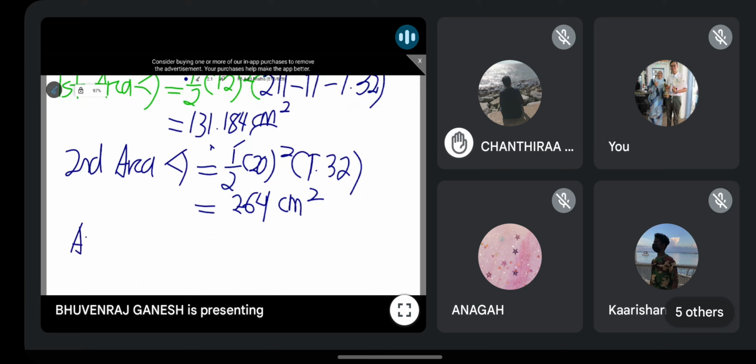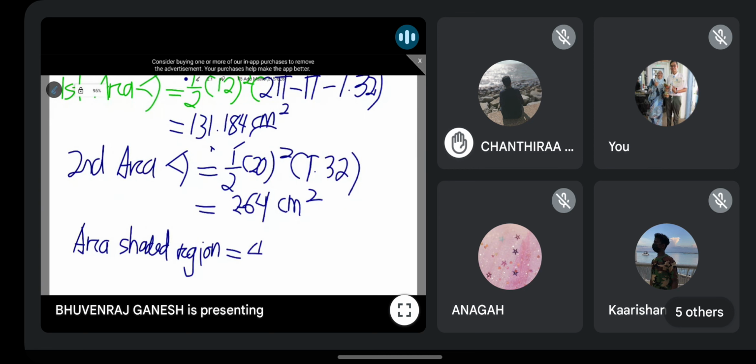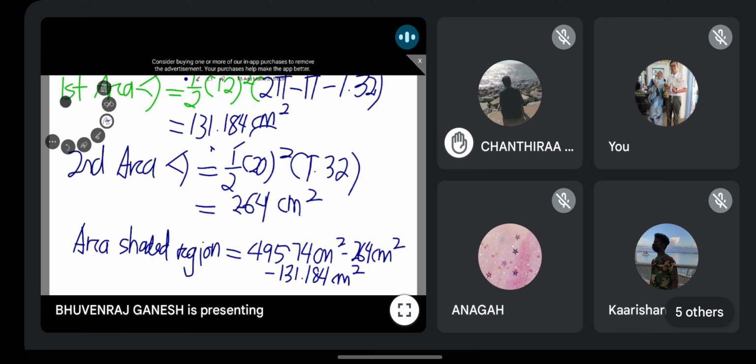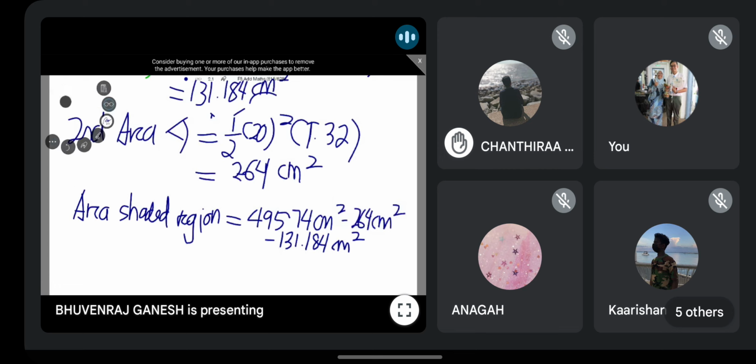Okay, so how to get shaded region? Kamu ambil semua nilai ni, tolak antara satu sama lain. Just minus all the value. Then you can get shaded region. Okay, so 495.74 tolak dengan 264 tolak 131.184 cm square. Okay, so this will be your final answer. Ini jawapan akhir dia. So you should get 100.56 cm square.